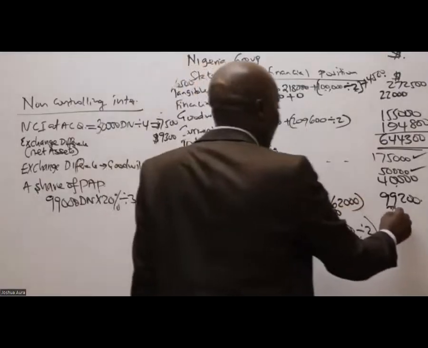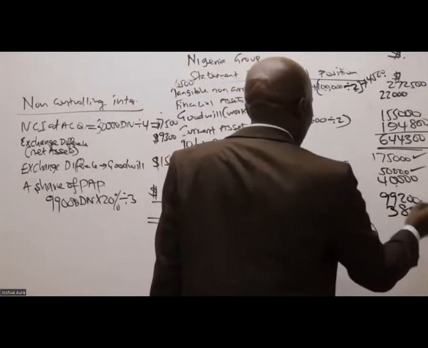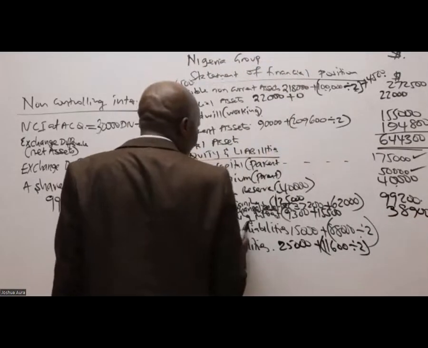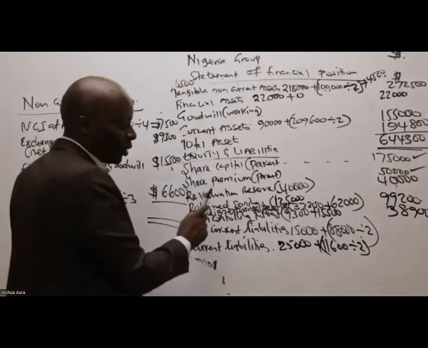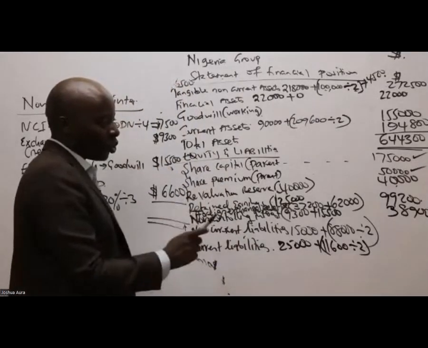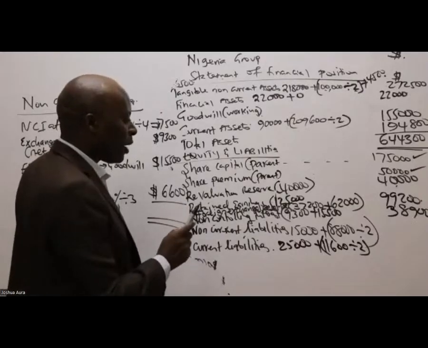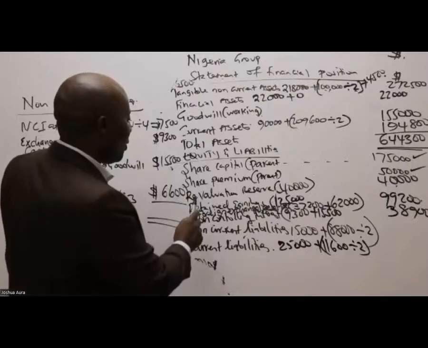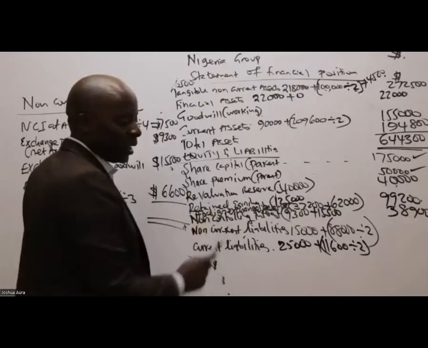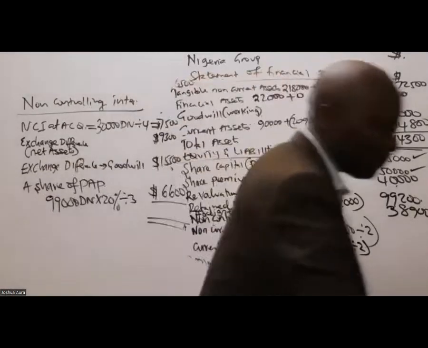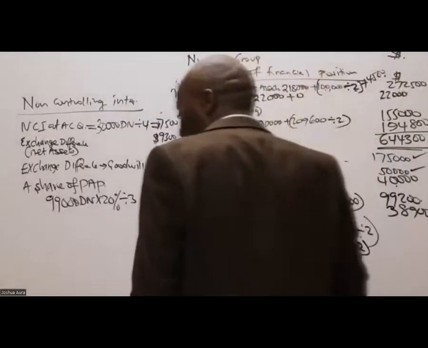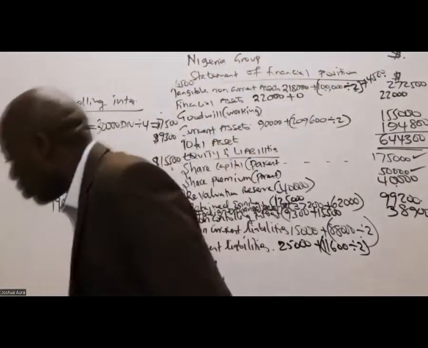38,900. So remember, this is a permanent source of what here? Capital. This is a permanent source of capital. Now from there, the last one that you're supposed to come and pick is this retained earnings, group retained earnings. So group retained earnings, what do we have there?